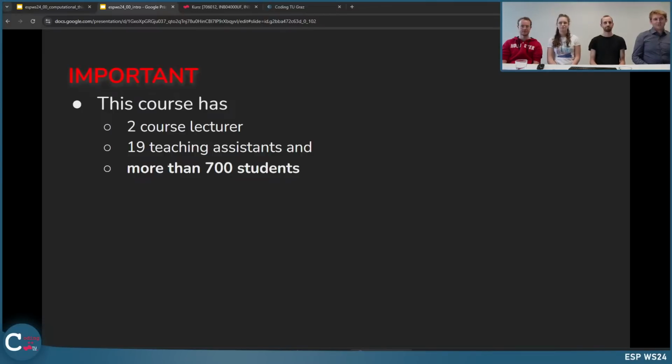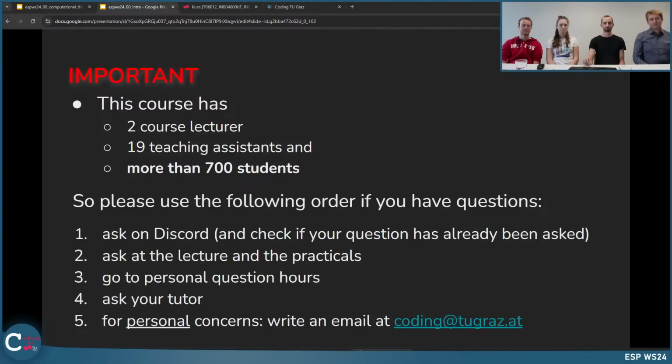Yeah, and as Michi previously mentioned, we are more than 20 people in the whole course team, in the lecture and practicals team. David and I are the course lecturers, so we are responsible for the lectures, and we have in total 19 teaching assistants, so that's quite a huge number. And we need it because we have more than 700 students. And that's a lot of coordination, and for that we have some rules that we've defined in the past.